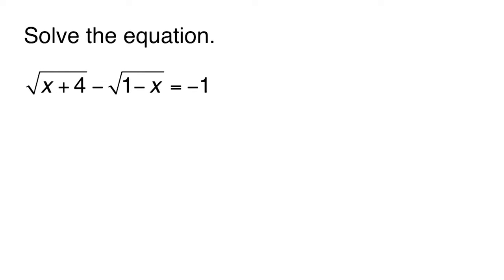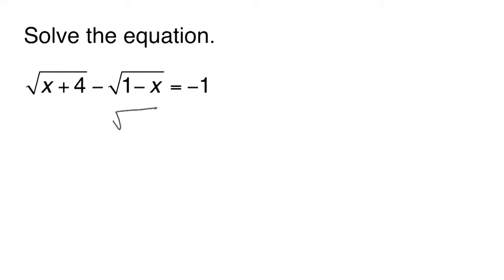Solve the equation. The square root of the quantity x plus 4 minus the square root of the quantity 1 minus x is equal to -1. To solve this equation, we need to isolate one of the radical expressions on one side of the equation. To do that, we'll add the square root of 1 minus x to both sides of the equation.